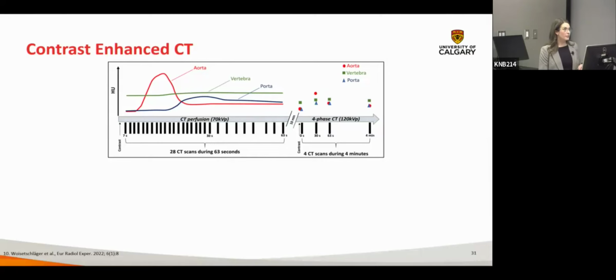With the BMD here, sorry, this is in Hounsfield units, we can see that in the arterial phase shown in red, we see a really sharp increase in the Hounsfield units, whereas in the portal phase or venous phase, it takes a little while longer, which makes sense. These scans are performed really quickly, approximately every 2 seconds from the first 7 seconds up to 60 seconds. And then they also followed up with a 4-minute 4-phase scan as well.